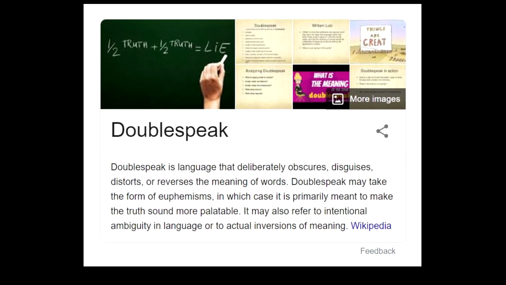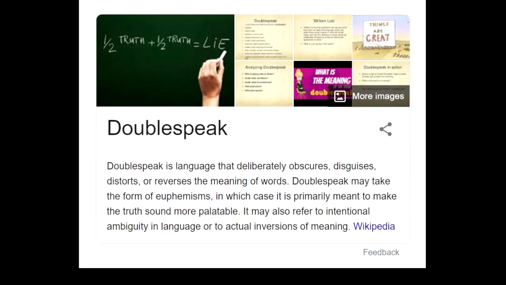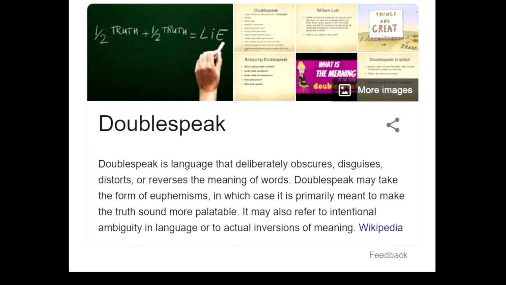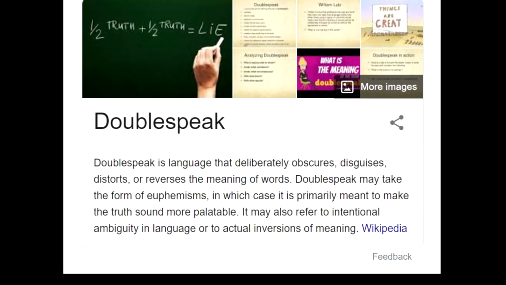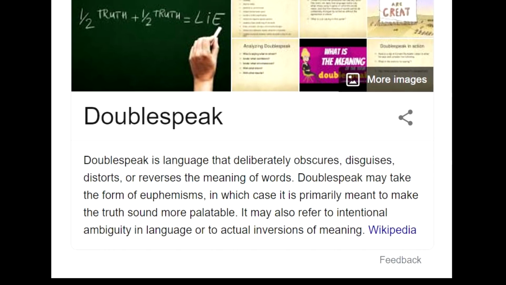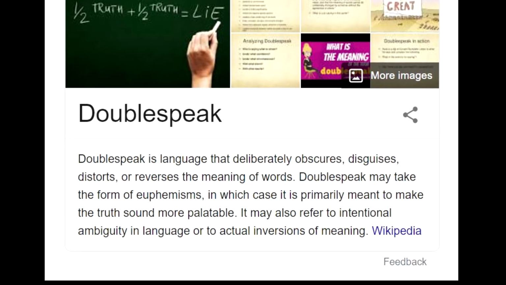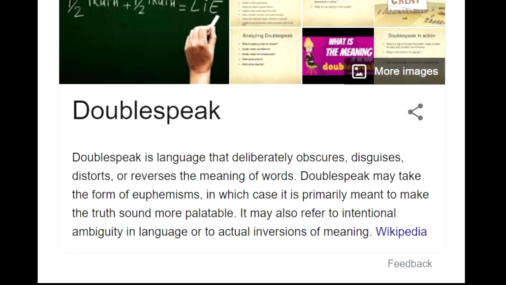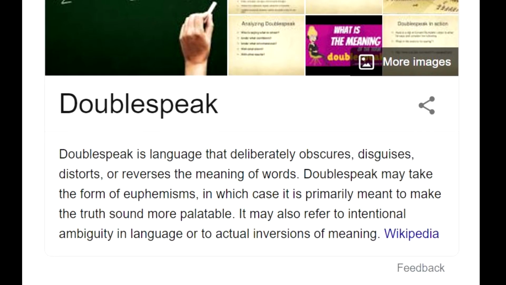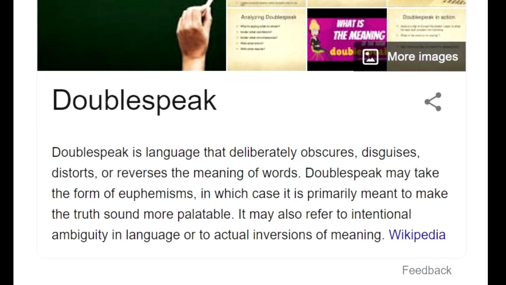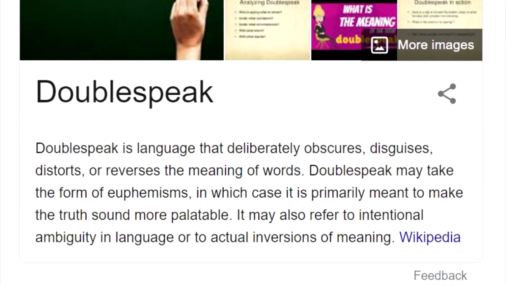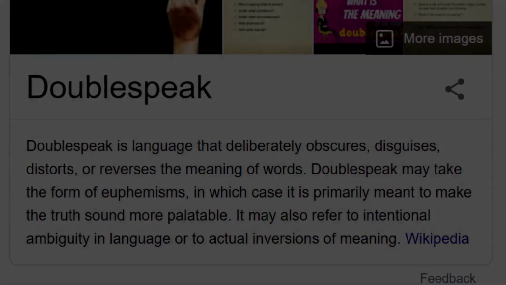So let's have a look at the meaning of doublespeak. Doublespeak is a language that deliberately obscures, disguises, distorts, or reverses the meaning of words. Doublespeak may take the form of euphemism, in which case it is primarily meant to make the truth sound more palatable. It may also refer to intentional ambiguity in language or to actual inversions of meaning.